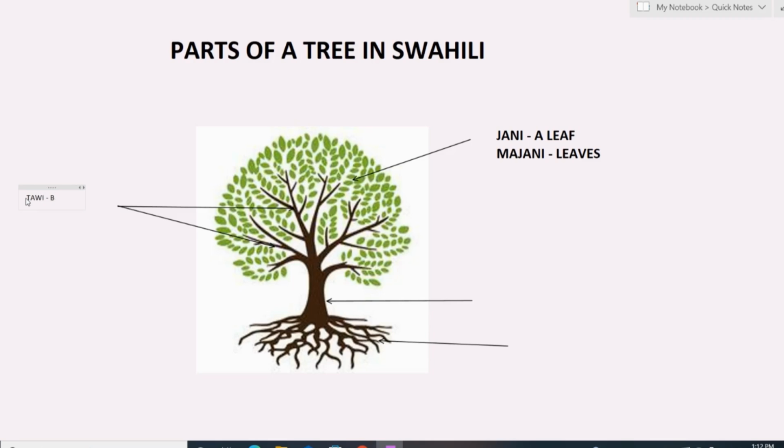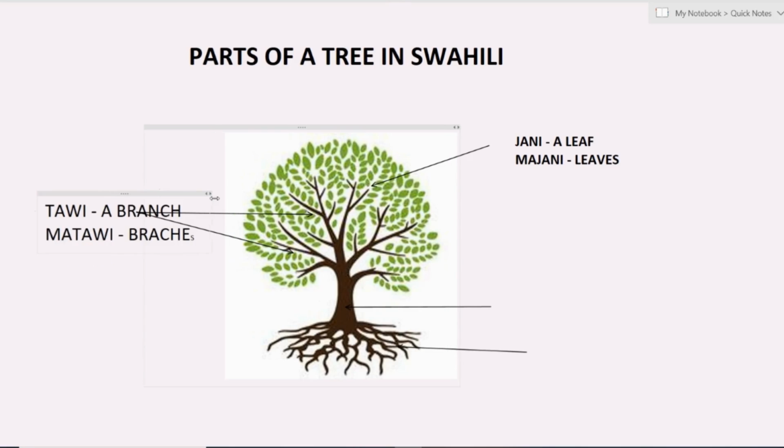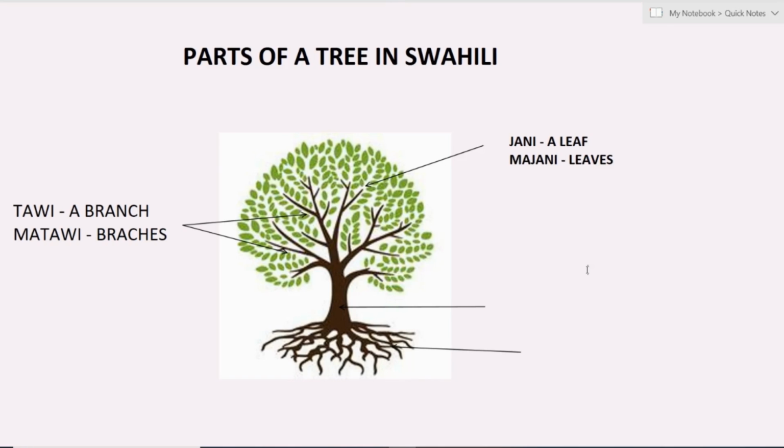Tawi. Tawi means a branch. A branch or matawi. Matawi, which means branches. So, tawi, which means a branch. Matawi means branches.